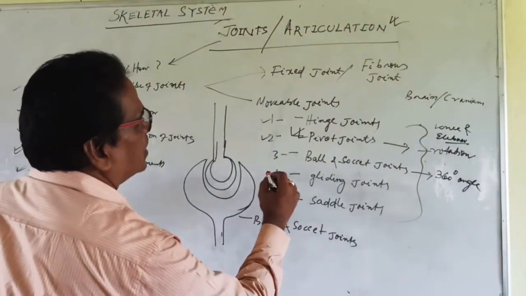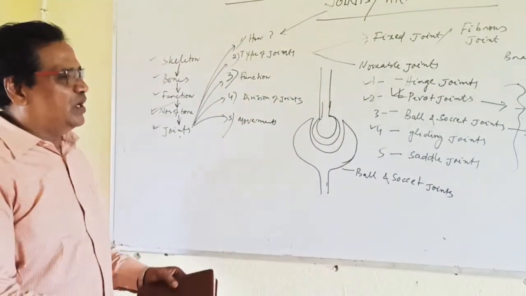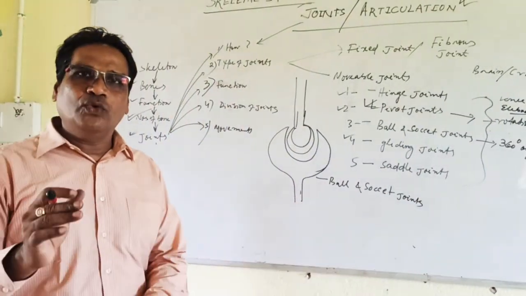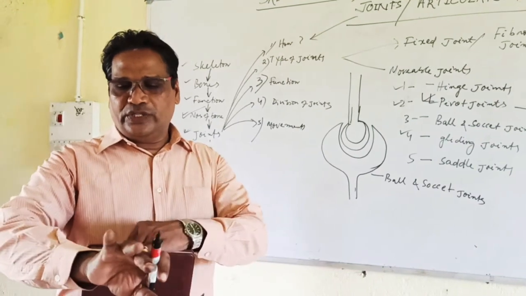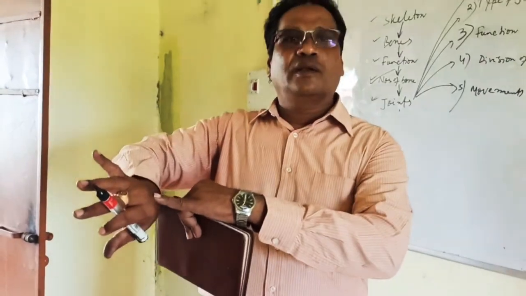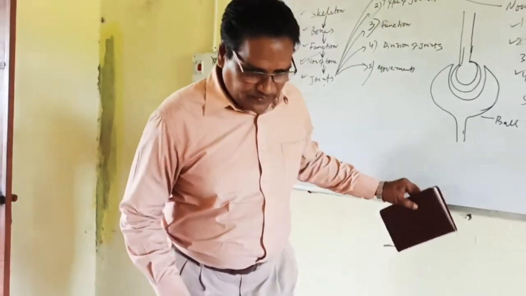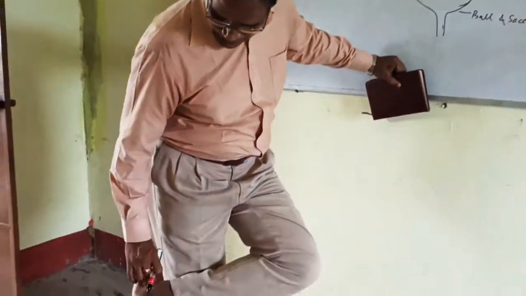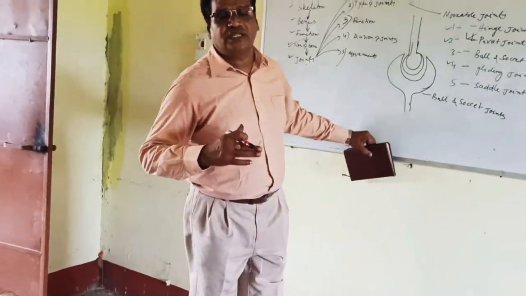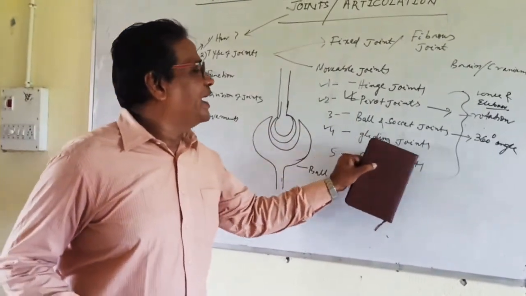So next is your gliding movement. Fourth one is your gliding movement. Joint between the carpal and the metacarpal. This is carpal and metacarpal is there. Carpal number is 16. Metacarpal bones number is 10. Then tarsal, the ankle bone, and this is metatarsal. So the joints between these bones, and their movements, are called gliding joints.